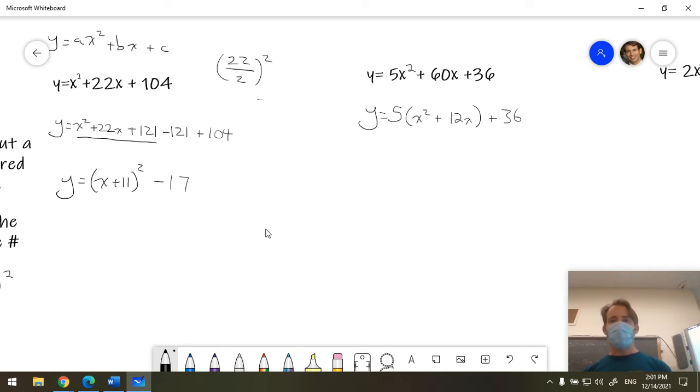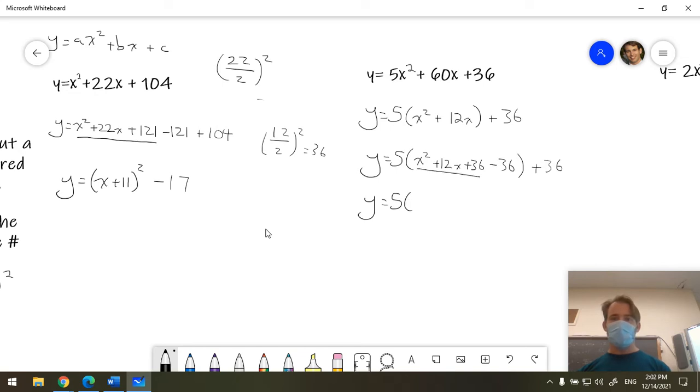Now I find my Jerry-Maguire number using this number. So 12 divided by 2 squared is equal to 36. Because that's 6. 6 squared is 36. So I'm going to add that and subtract it. Y is equal to 5 multiplied by x squared plus 12x plus 36 minus 36. Oh, and then there's my plus 36 out there. That's cool. Plus 36. All right. Now, this is going to have to multiply by the 5 when it comes out. Don't forget that. All right, so y is equal to 5 multiplied by, ooh, look, I have a perfect square trinomial right there. That's x plus 6 squared.